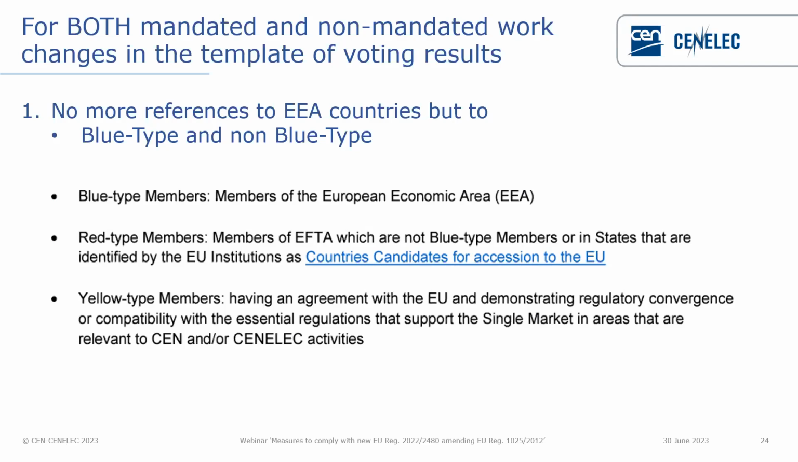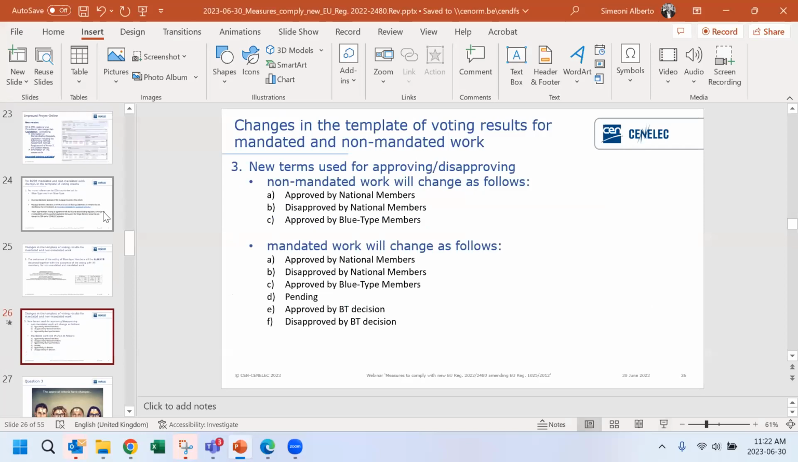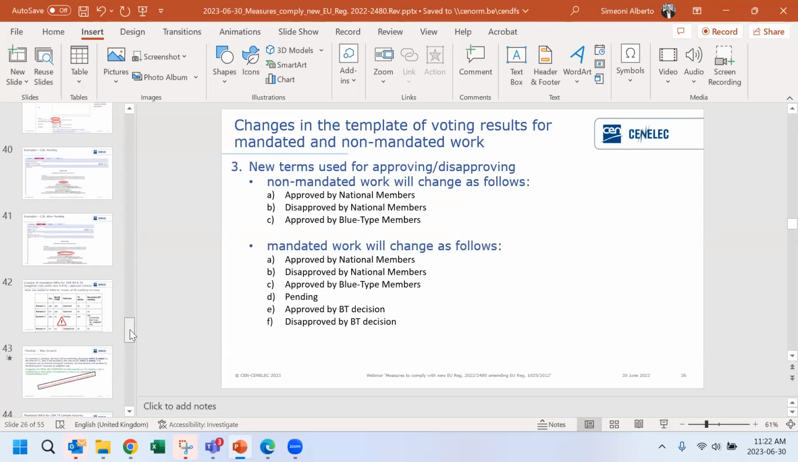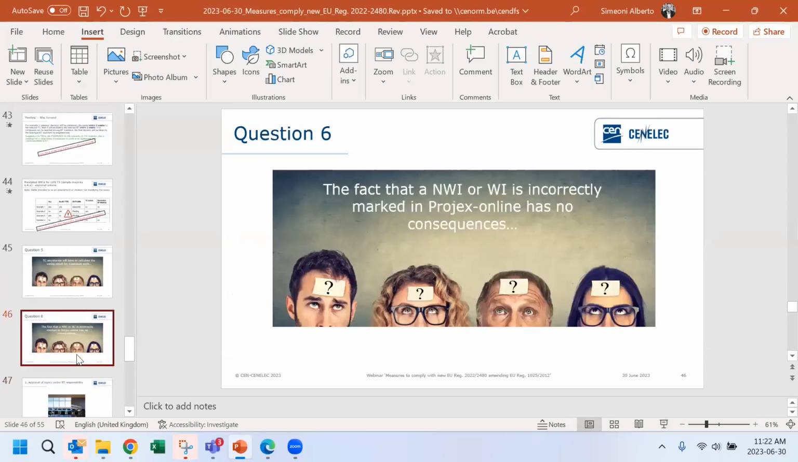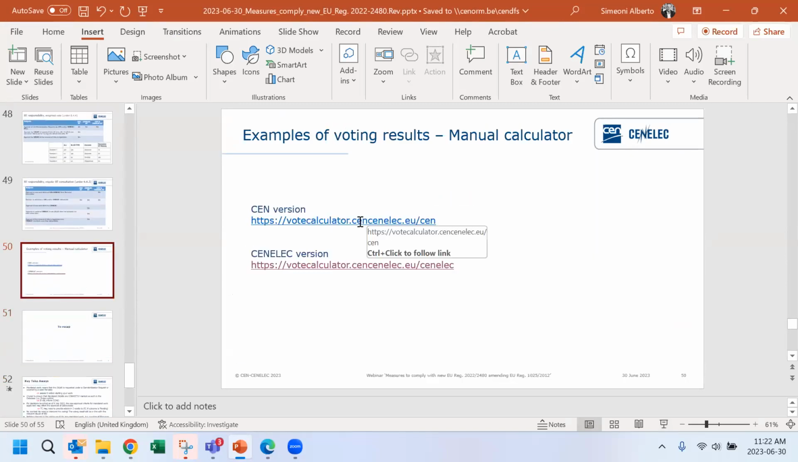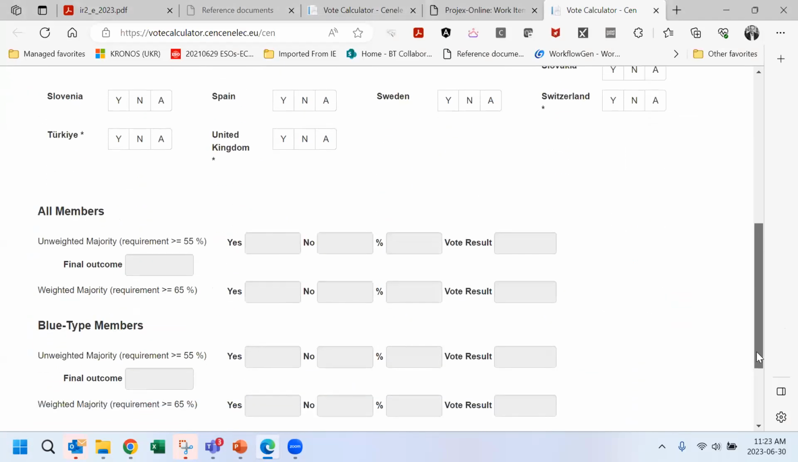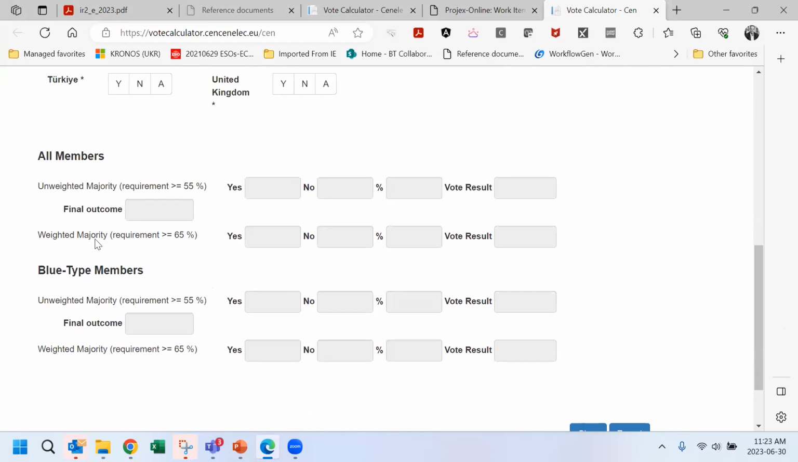As for the CEN calculator, has it been reapplied to the new rules? Yes, also the CEN calculator is ready. In this presentation, you will find the link. If you click on this, you will see the CEN calculator. You will have the outcome with all members and the outcome with the blue type members.